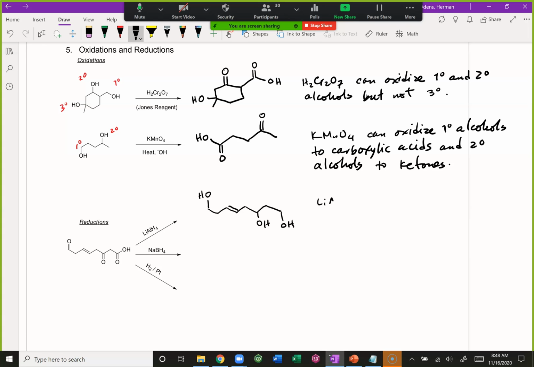So lithium aluminum hydride can reduce aldehydes, ketones, and carboxylic acids, but does not reduce double bonds.